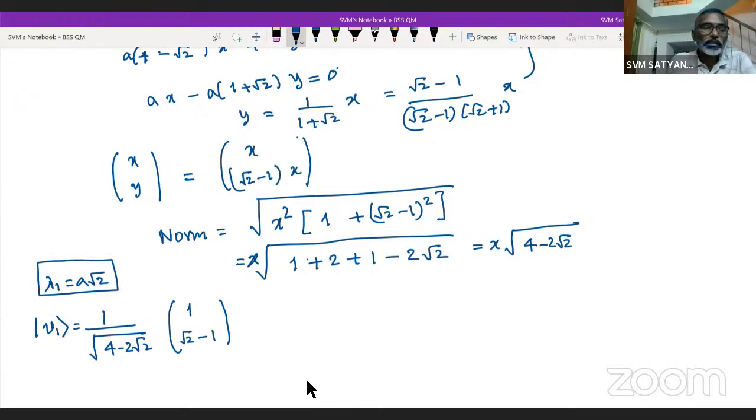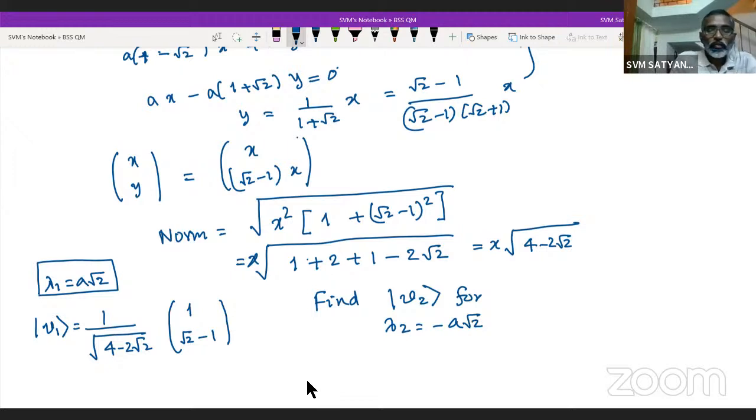I will leave it as an exercise for you to find the eigenvector V2 for lambda 2, which is equal to minus root 2. Okay, so that probably is root 2 plus 1 here.